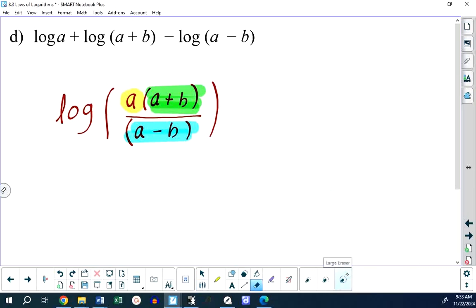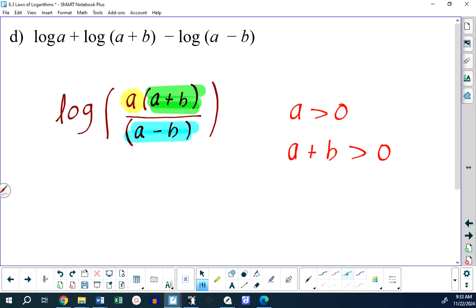That's not what makes this problem unique. What makes this problem unique is what are the restrictions? Well, we start off by saying that this argument must be greater than 0. No question about it, right? A must be a positive number. And then we say a plus b must be a positive number. So what does that mean? It means that a, which is already positive, plus whatever b is, must also give you a positive. And then we have a minus b must be positive.